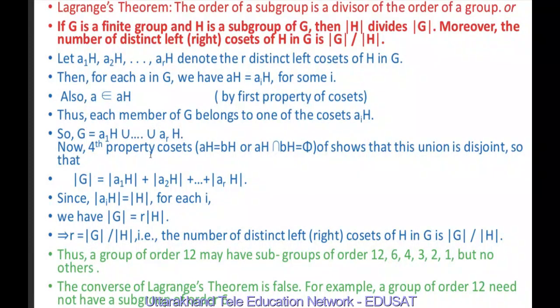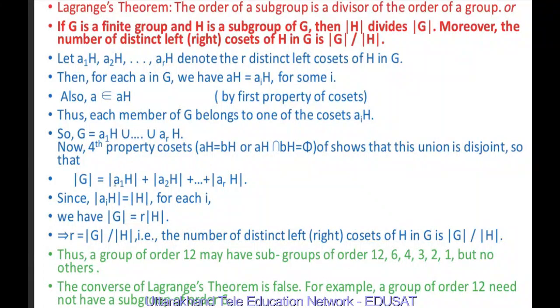Also, the fourth property of cosets says that either two left cosets are identical or they are disjoint, meaning their intersection is empty. So, by the fourth property of cosets, this union is disjoint. So, we may say that the number of elements in G is equal to the number of elements in a1H plus the number of elements in a2H plus ... plus the number of elements in arH.